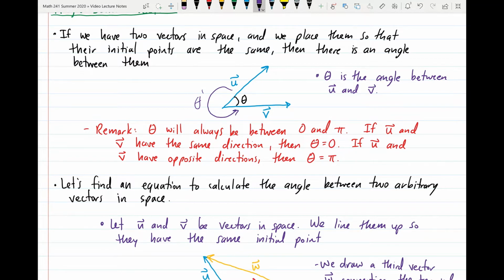And also note that if U and V have the same direction, then the angle between them is going to be 0 degrees or 0 radians. And if U and V have opposite directions, but they still lie on the same line, then we're going to say that the angle between them is equal to 180 degrees or pi radians.